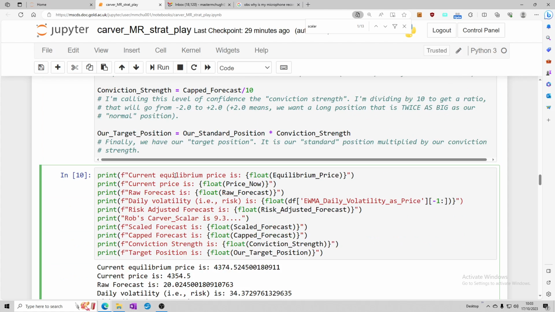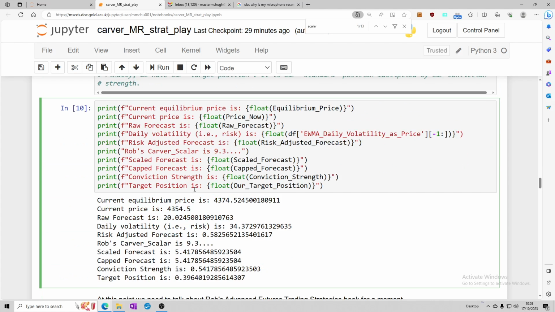So let's print what these various values were. I think that will be instructive. The current equilibrium price is 4374. The current price is 4354, which is lower than the equilibrium price. There's a difference of 20 points. The daily volatility in price terms of this contract is 34 points.